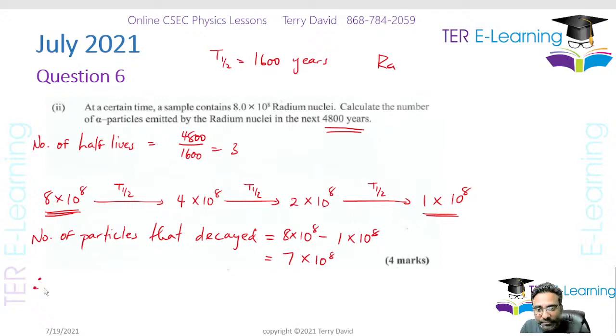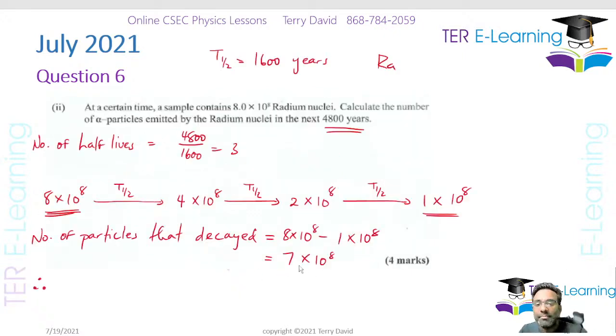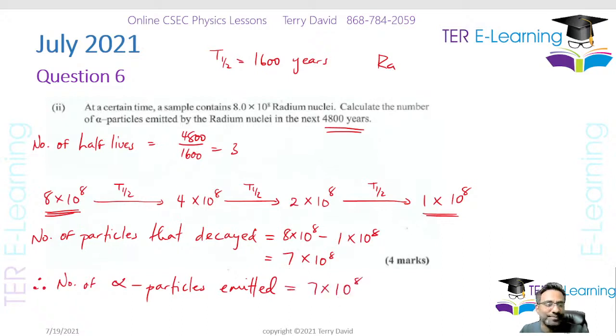So remember, for each reaction, let's go back here. This is what's happening here. For every radium atom that decayed, you're producing 1 alpha particle. So if you know that this 7 by 10 to the 8 nuclei decayed, it means the number of alpha particles emitted is going to be that same figure, 7 by 10 to the 8.